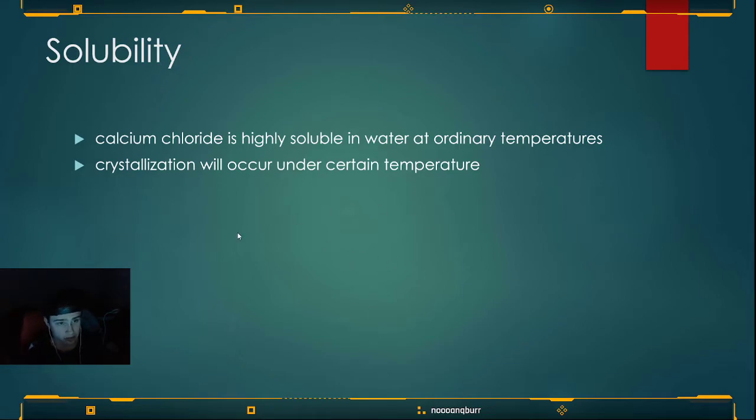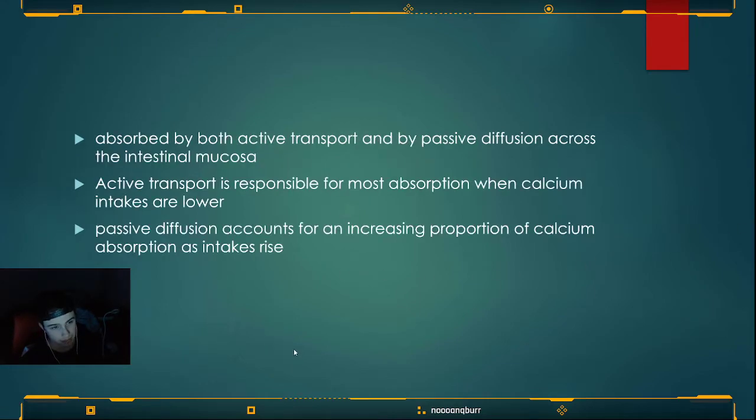Its solubility. So calcium chloride is highly soluble in water at ordinary temperatures, but at certain temperatures and concentrations, crystallization can occur. As far as its absorption, it is absorbed by both active transport and by passive diffusion across the intestinal mucosa. Active transport is responsible for most absorption when calcium intakes are lower, and passive diffusion accounts for most of the increasing proportion of calcium absorption as intakes rise. And I don't know why this isn't on here, but calcium is indeed stored in the body in a lot of places, but mostly in the bones.